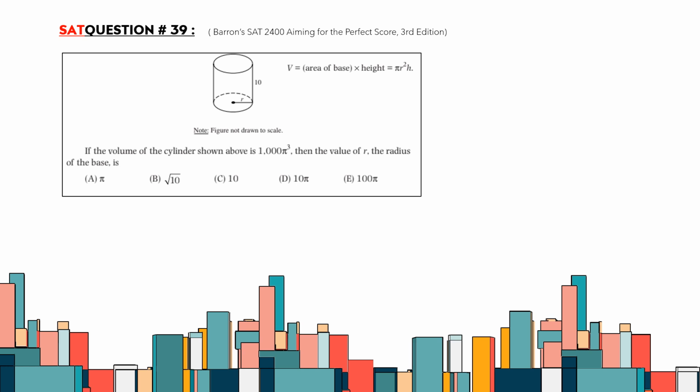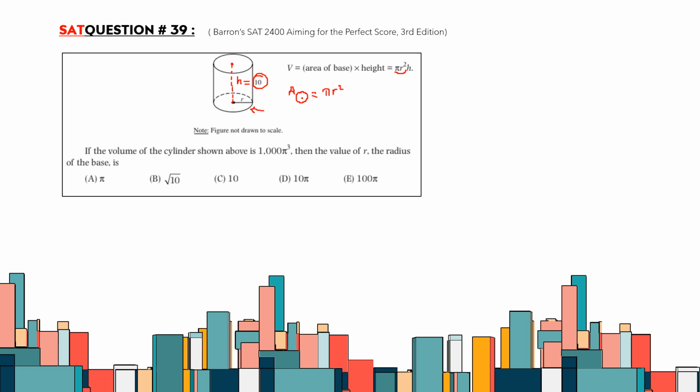So V equals the area of the base times the height. The area of the base is pi r squared. Pi r squared is the area of the circle at the base. See that? Now, what is the height? The height is right here. That is 10. So we have everything.